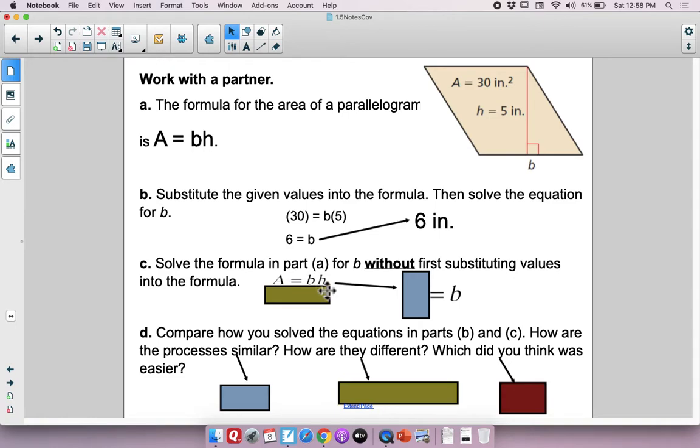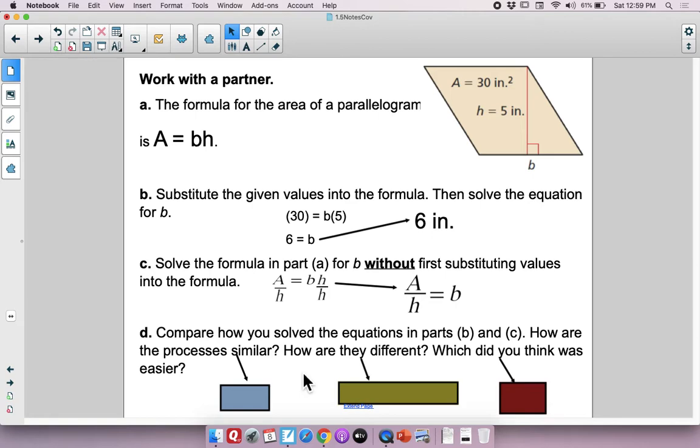Well, if B is being multiplied by H, what would you need to do to both sides to get B by itself? Hopefully you said divide both sides by H. Those would cancel, right? Any number divided by itself is 1, and that leaves us with 1B. And what's on the other side? A over H. Okay. And then, obviously, we could then plug in, and we'd have 30 divided by 5 and get the same answer.